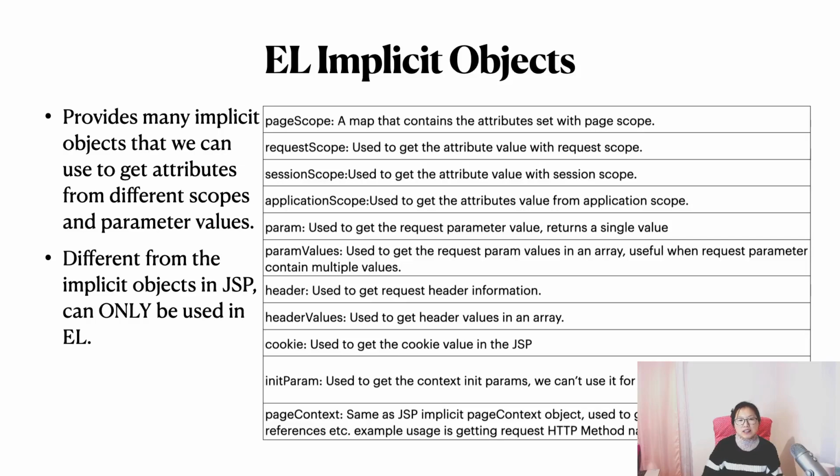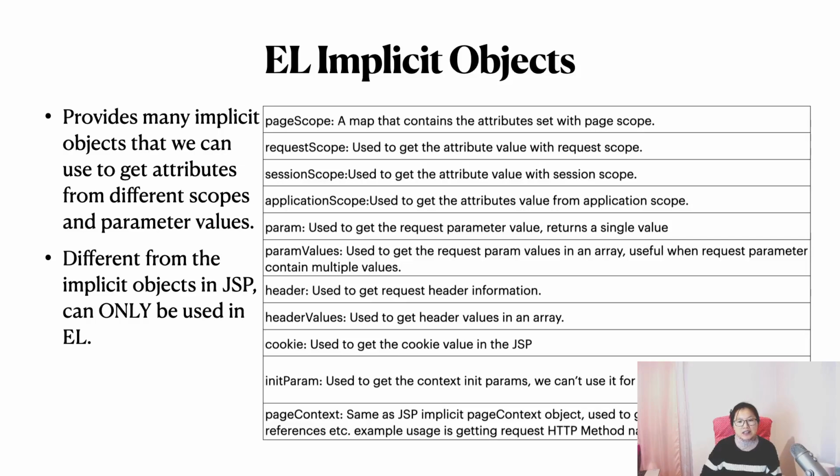param. You can use it to get a request parameter value. It will return a single parameter, and as we know, the parameter values are always a string type, okay? Suppose you have a query string, you can use param dot the key to get the value, okay? And also for the post too, if you want.